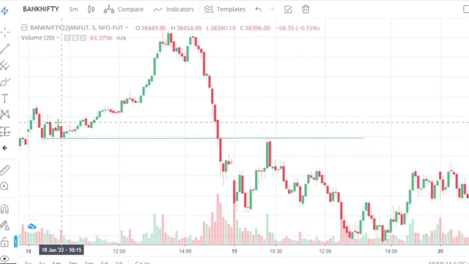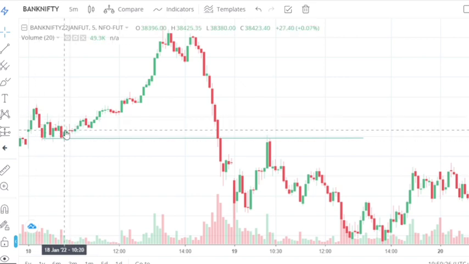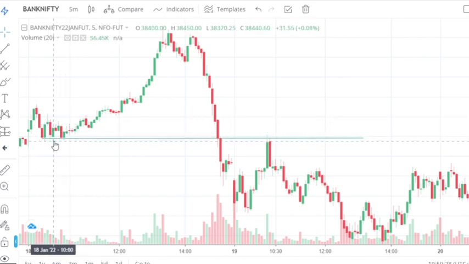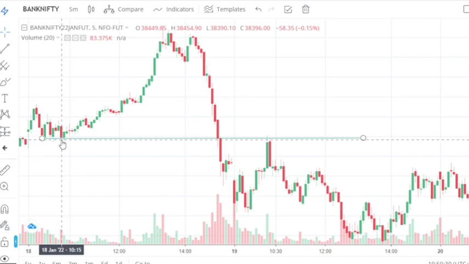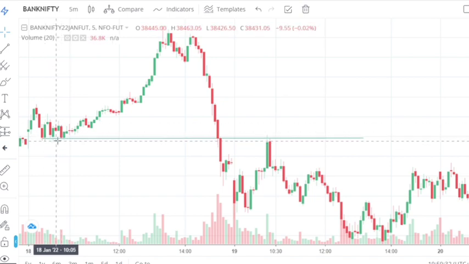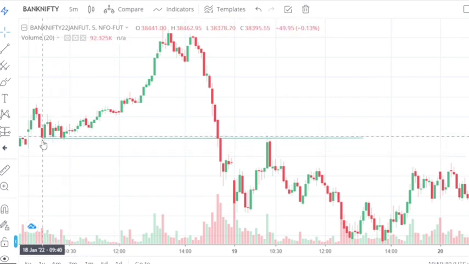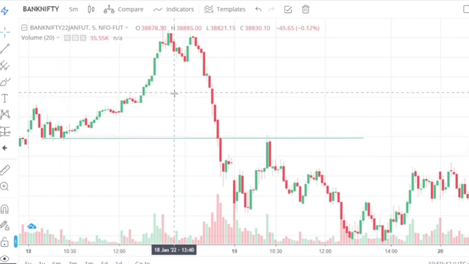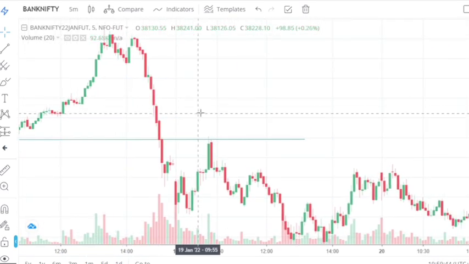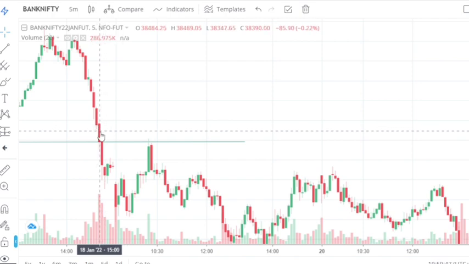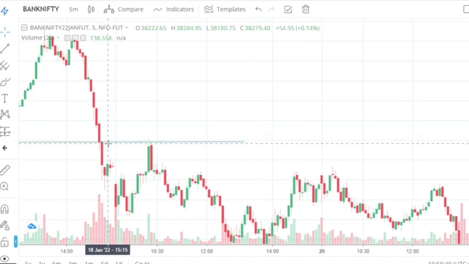It means people have taken a lot of positions here, both call and put people, thinking it will go up or it will go down. So they have taken a lot of positions at this level. So if any volume candle gives a good breakout at this level, there are more chances it will go in that direction. So we have seen now it's the 19th.